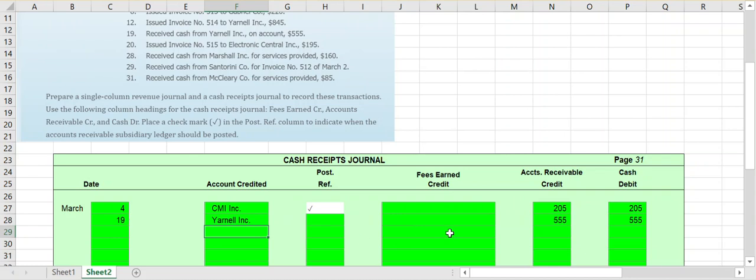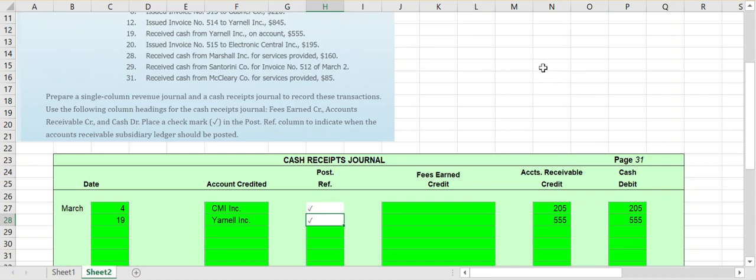Ask yourself two important questions. Do your debits and credits equal for that transaction? Yes, we debited cash for $555. We credited accounts receivable for that same amount. Then ask yourself the question, does this transaction affect accounts receivable or accounts payable? Yes, we have a value in that accounts receivable column, which means that we would have to post that transaction to the accounts receivable subsidiary ledger for Yarnell Inc.